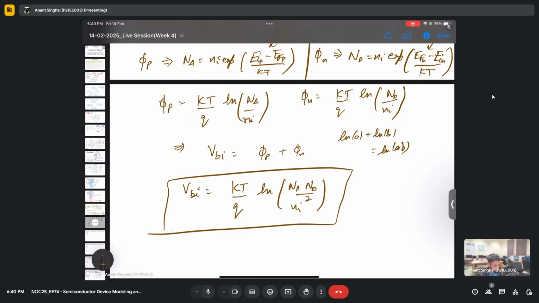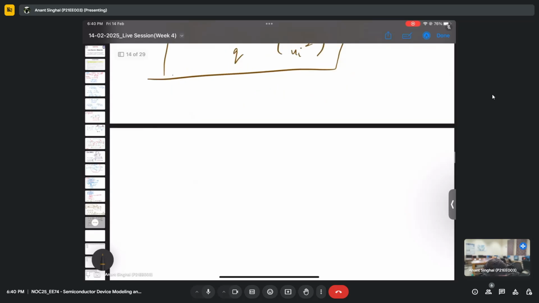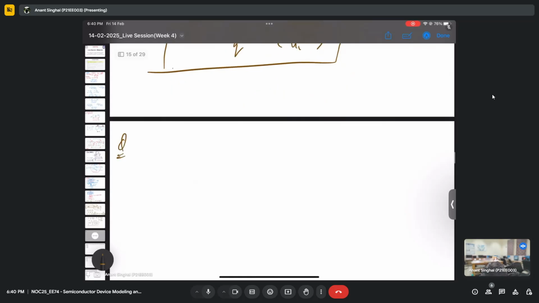Okay, so let me give you a very quick question. This is very basic. Let's say we have an abrupt PN junction at zero bias, with the value of Na being 3 × 10^16 per centimeter cube, and Nd being 2 × 10^15 per centimeter cube.